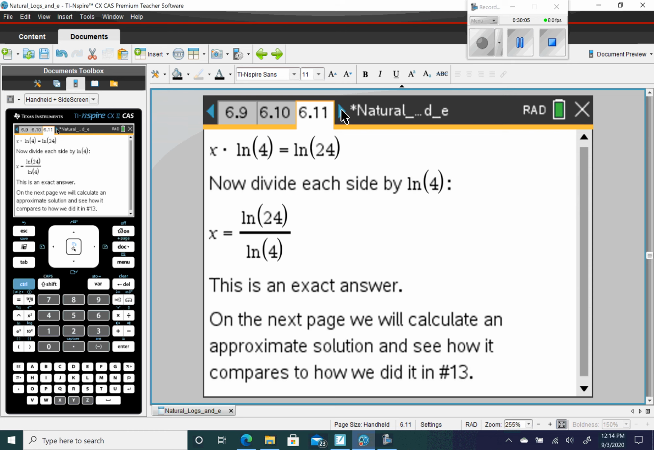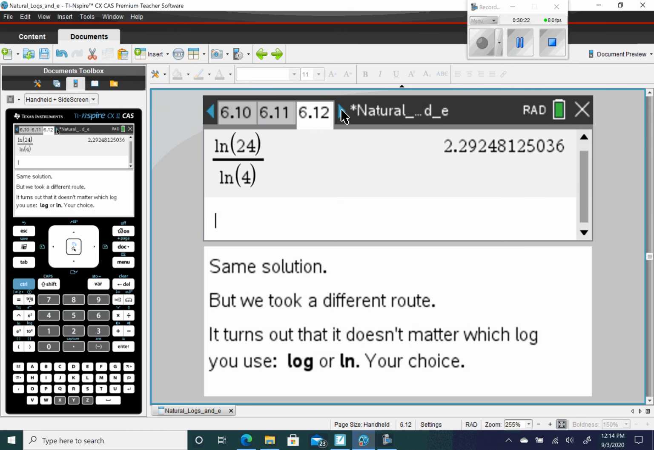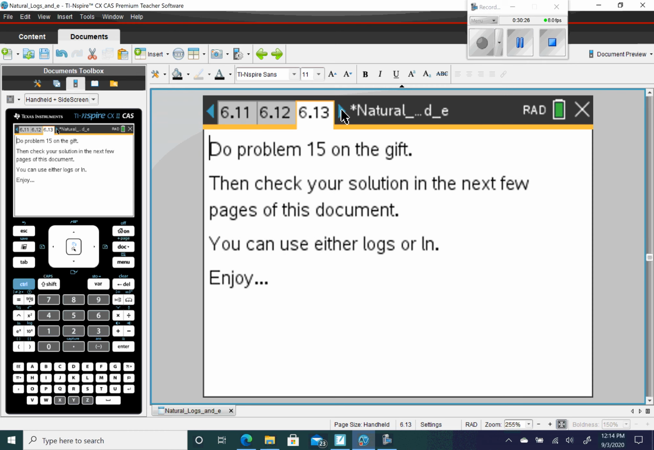So this just shows you it really doesn't matter what base we're using. It's all going to turn out to be this. We could use base 10. Remember, natural log is just log base e. So it doesn't matter what base we're using here. It should all work out to the same value. Pause the video. Go ahead and do number 15 on the gift.